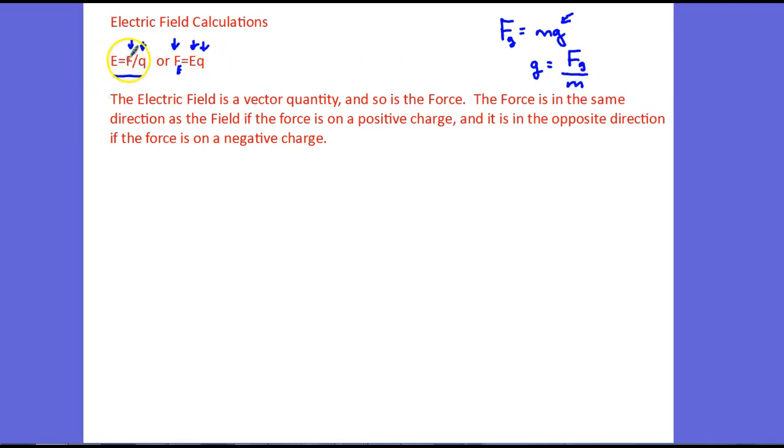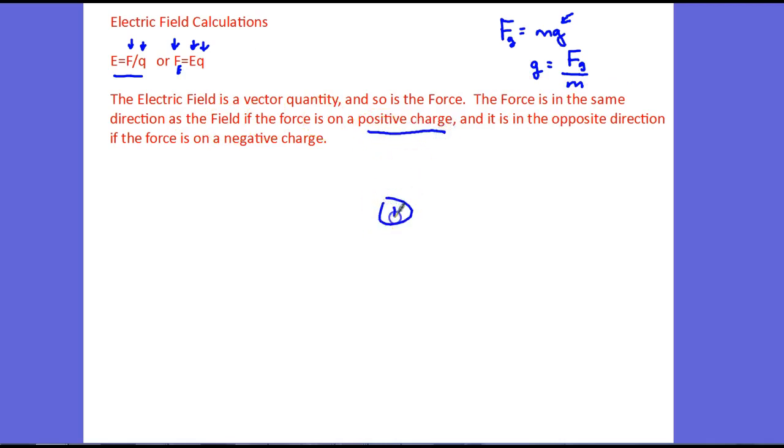The electric field strength is the force that the field causes divided by the charge, and the gravitational field strength is the gravitational force divided by the mass. Okay, the electric field is a vector quantity, and the force is a vector quantity. The force is in the same direction as the field if the force is on a positive charge.